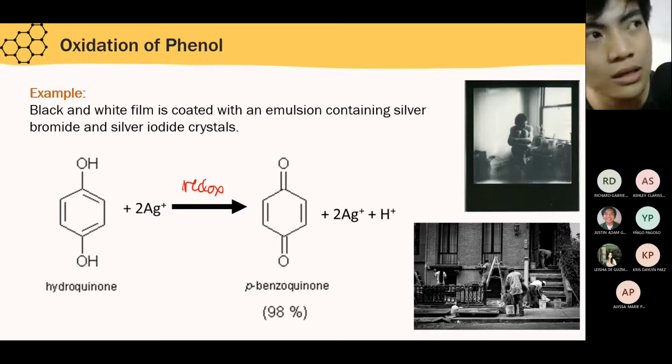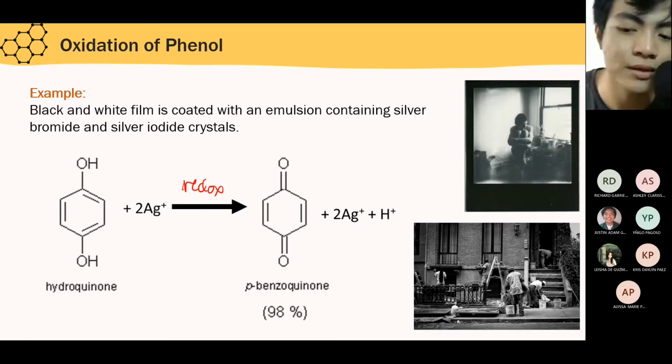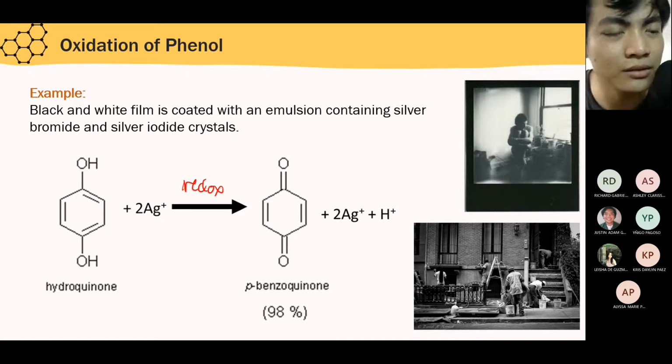But currently, iba na yung method in developing film. Hindi na tayo gumagamit ng liquids. So, ngayon, ang ginagamit na ay, yung negative ng film, ipapasok na lang siya sa computer. And then, i-scan yung lahat ng images doon, i-invert na lang. Then yun, you have your pictures na. So, medyo advanced na ngayon. Pero dati, you really need to do this thing.